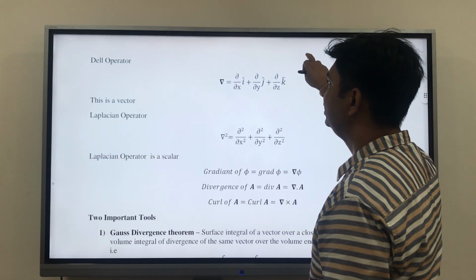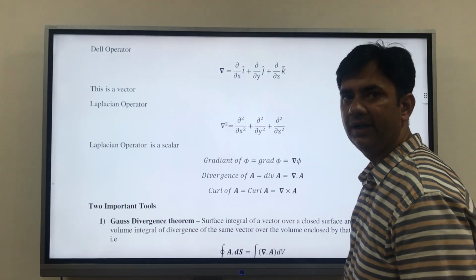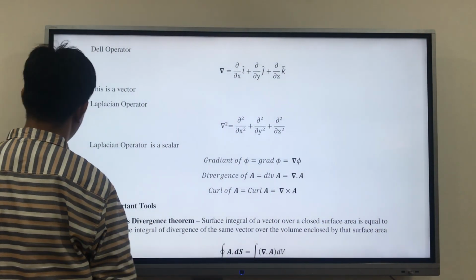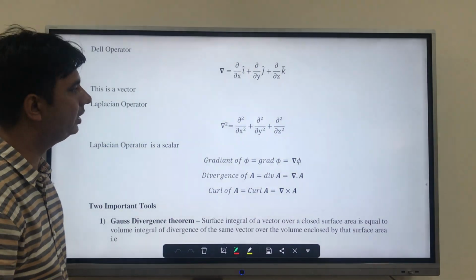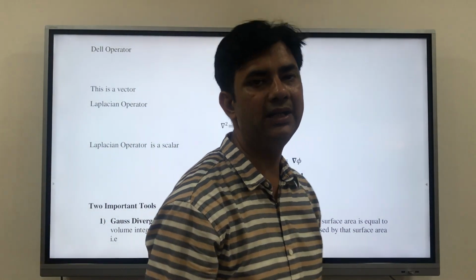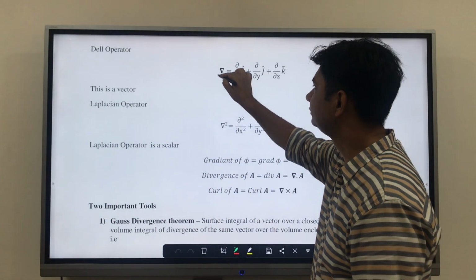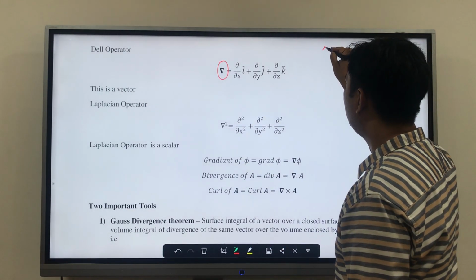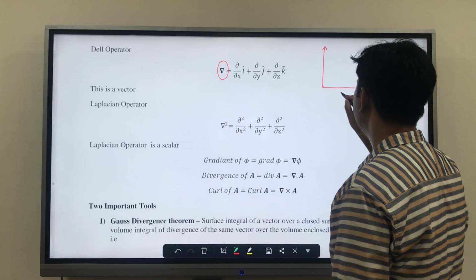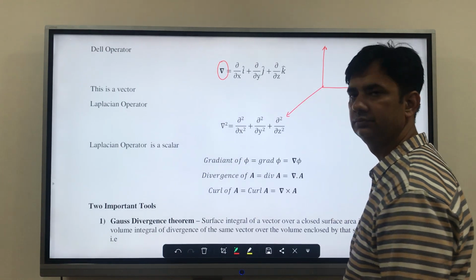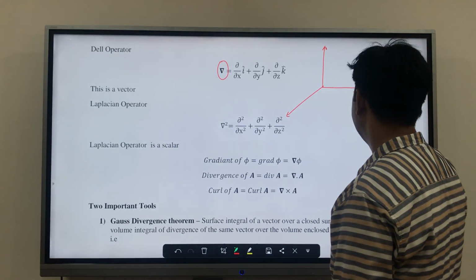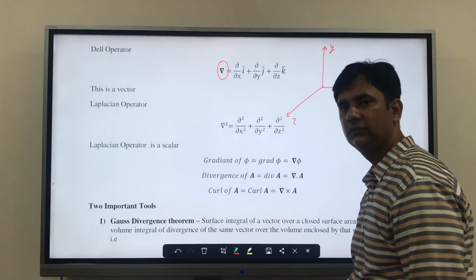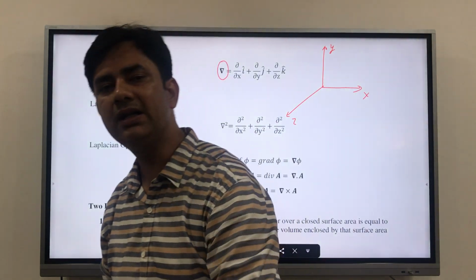Now this is something very important. We are talking about the del operator. What is the del operator? We call it the del operator. This is del. So we want to explain all our things in 3 directions, X, Y, and Z. Okay, we can have a coordinate system also.